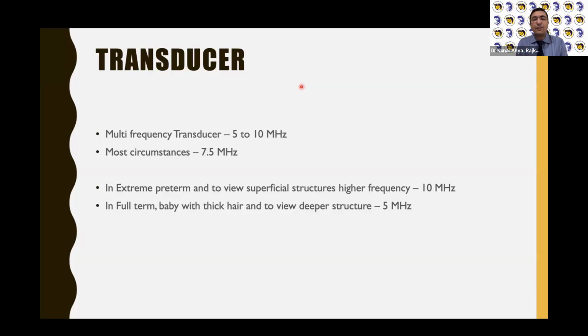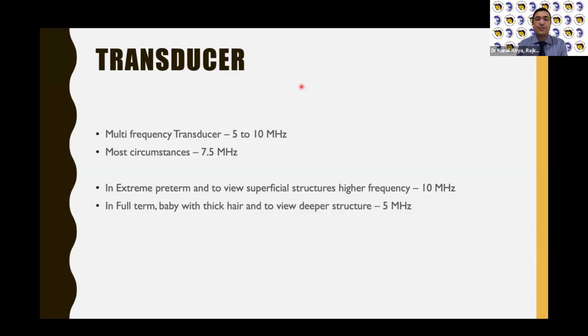Since the probes are very costly, we do not usually buy multiple probes, but the neonatal echocardiography probe is sufficient to see the USG brain also, because it has a narrower footprint which can easily sit on the anterior fontanelle, and we can see all of the brain through it only.